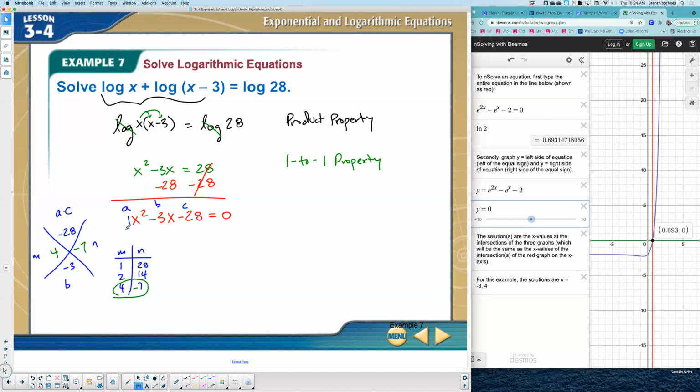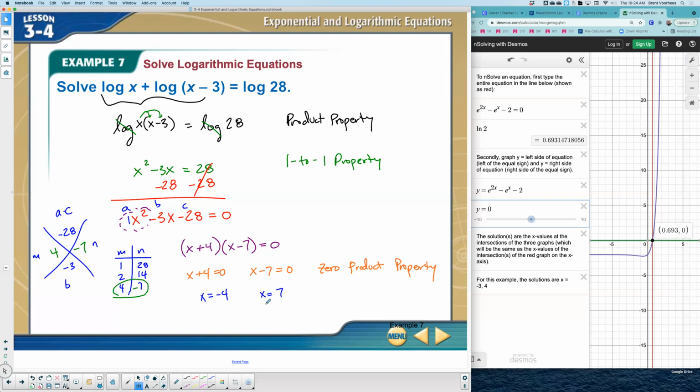So now I'd split my middle term. Instead of being x squared minus 3x, it becomes x to the first power plus 4 times x minus 7 equals 0. According to the zero product property, x plus 4 has to equal 0 or x minus 7 has to equal 0. One of those has to be true. The only way to multiply and get a product of 0 is that one of those two things has to be equal to 0. And so my answers here would be x equals negative 4 and x equals 7.